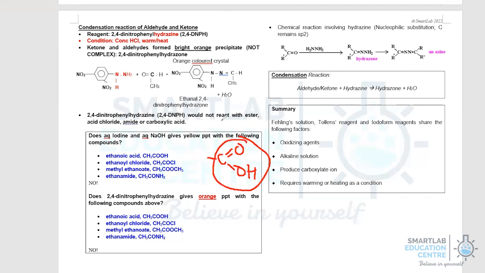These same conclusions can be derived for acid chloride, ester, or amide, meaning any structure that has a C double bond O, but is either an acid chloride, an amide, or an ester. So none of the reactions will be able to take place.